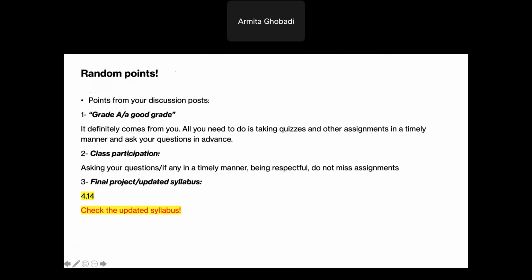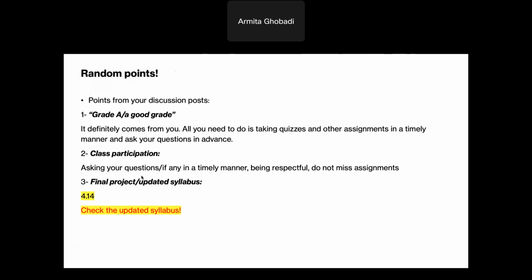This actually leads to class participation. This part of your grading is all about asking your questions in advance if you have any. You don't need to send me an email, it's not necessary at all. If you have a question, ask me before the deadline and always try to meet your deadlines and due dates in this class. I can understand if you have some sort of health condition, family circumstances, or emergency, but you have to communicate with me.